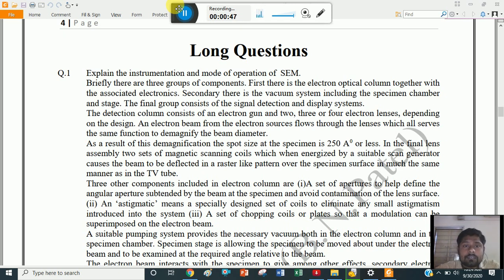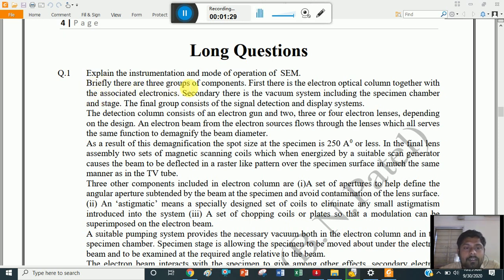Now in part 2, the long question portion, I am going to discuss those 4 techniques in broad description: the principle, the instrumentation, some applications, advantages, disadvantages, all the points. So the first question of part 2 is the instrumentation as well as the mode of operation of SEM, the scanning electron microscopy. These are totally descriptive kinds of questions, and I use text from the reference book as well as from some written materials.